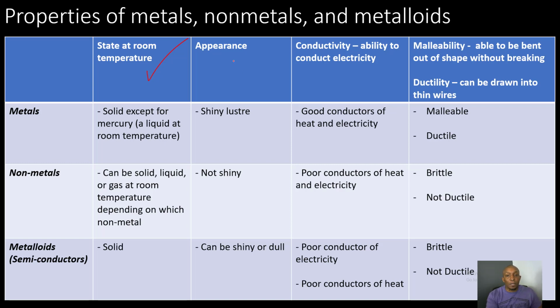So let's go ahead and take a look at the appearance of all three. Metals have a shiny luster, while nonmetals are not shiny. And then metalloids can actually be shiny or dull.